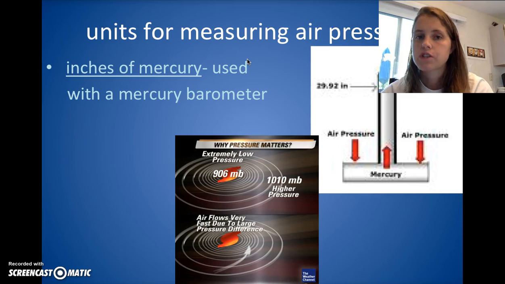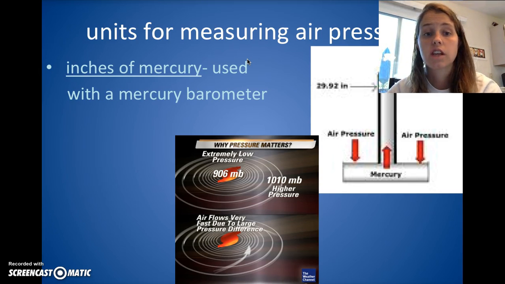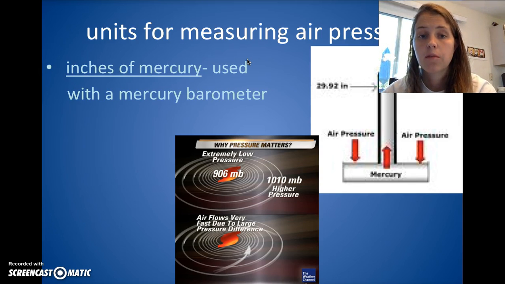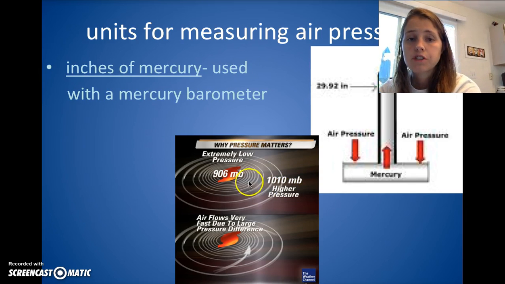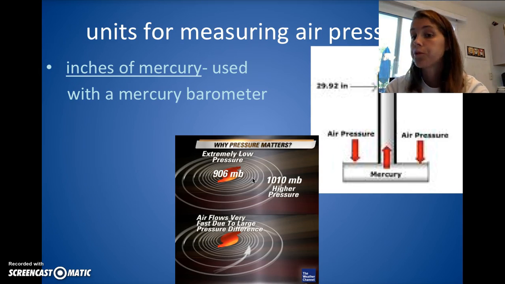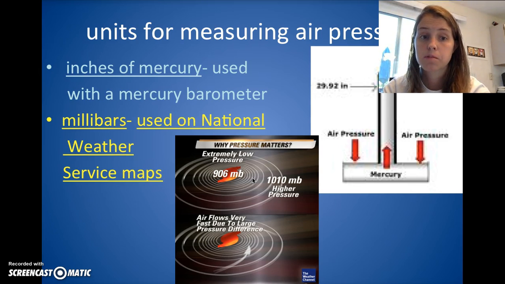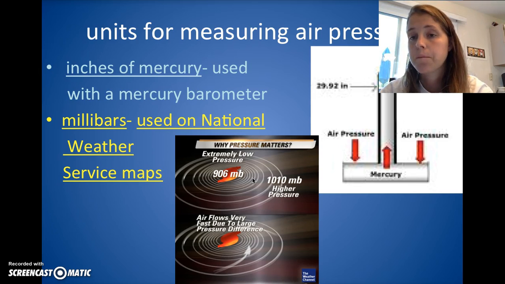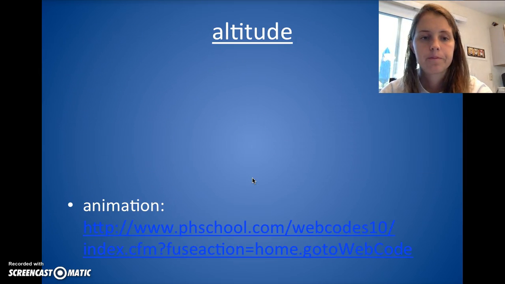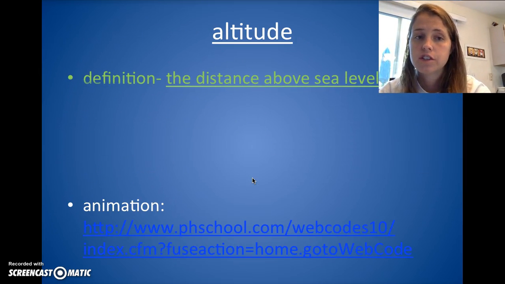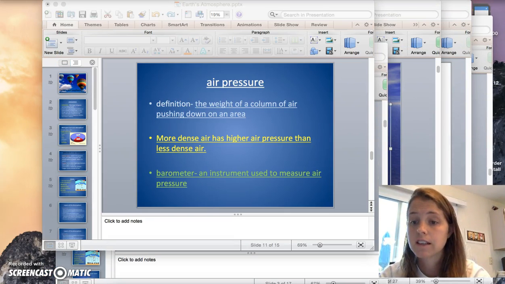So how we measure air pressure is inches of mercury, and we do it with our barometer, which we can look at later. Pressure matters because pressure systems circulate and move at different paces, and they are responsible for weather. When we use National Weather Service or NOAA maps later when we forecast weather, the pressure is going to be given in millibars.